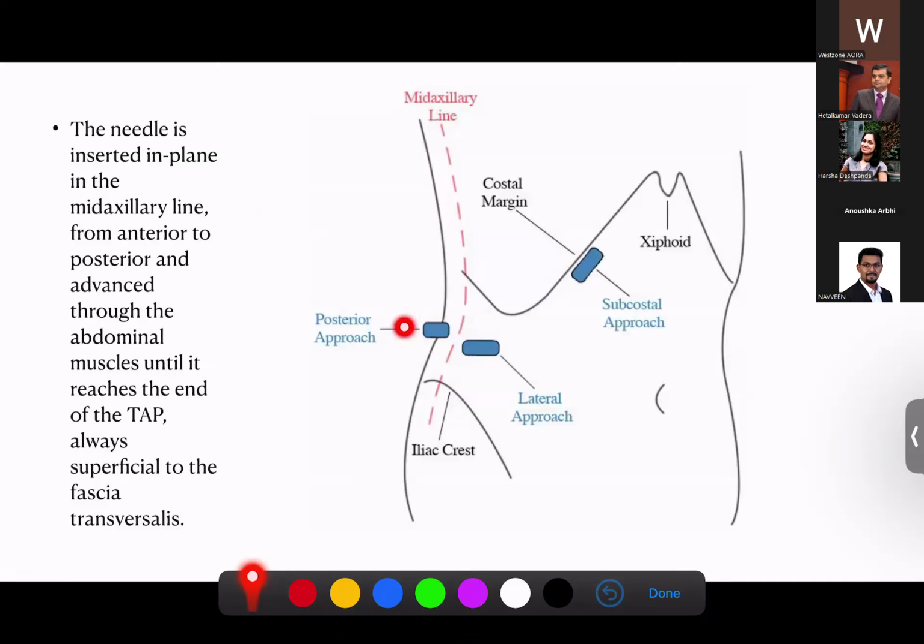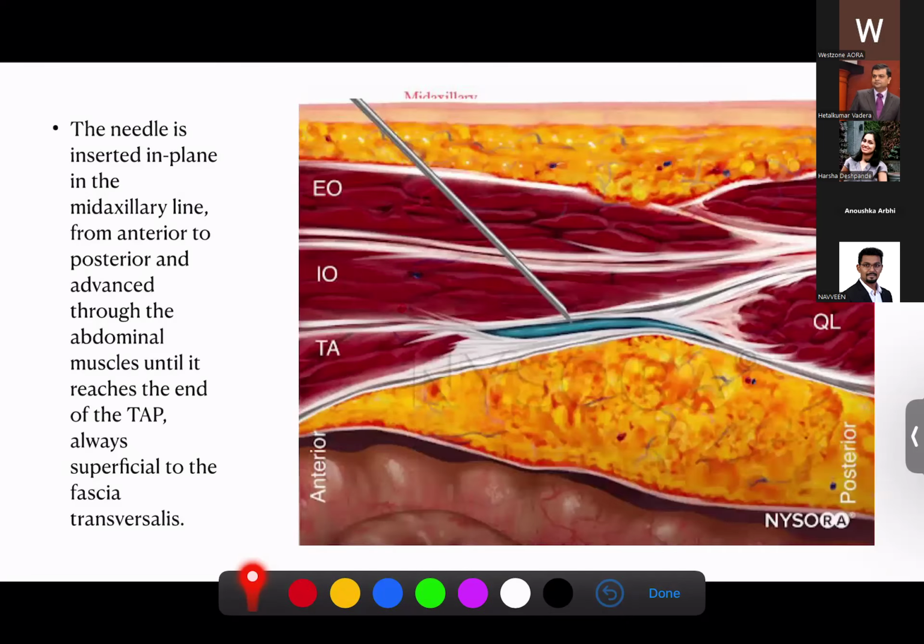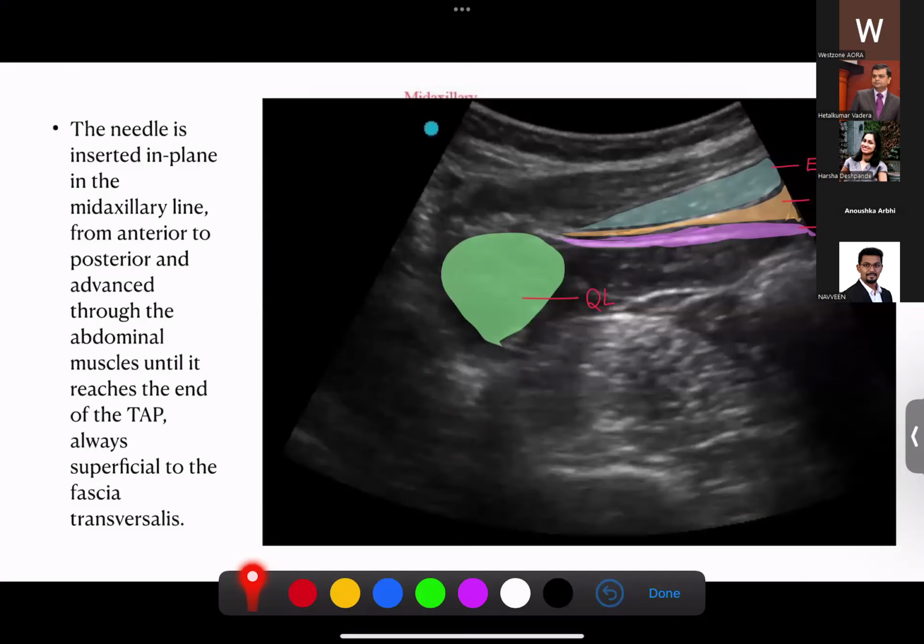So this is the probe position. We start from the mid-axillary line and we go more posteriorly. The needle is placed in plane in the mid-axillary line from anterior to posterior, and it is advanced through the abdominal muscle until it reaches the end of the TAP. Here we can see the area of interest. Again, this is the QL muscle, the external oblique, internal oblique, and transversus abdominis, and its end.